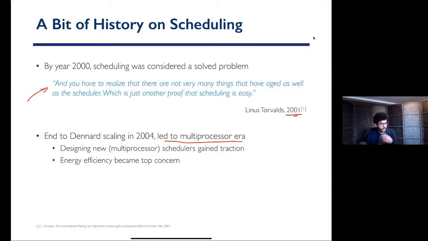And there is another quote from Linus that says, okay, right now we have multiprocessors, so it's not as easy as it was with uniprocessors, but it still is quite solved. So don't worry. All we need to do is to do load balancing between our processors. That's all we need to do. So don't panic. It's still an easy problem.